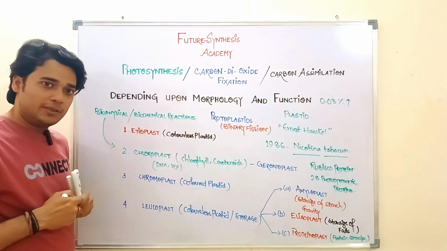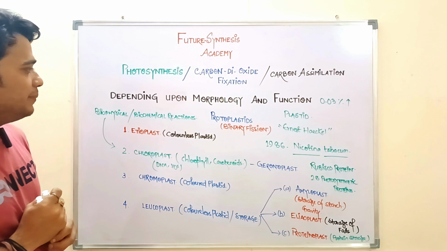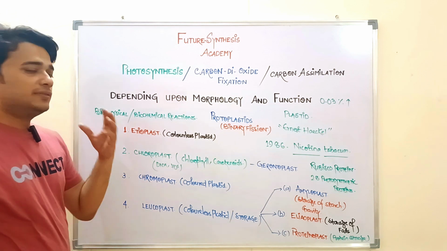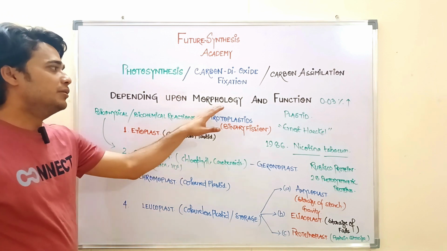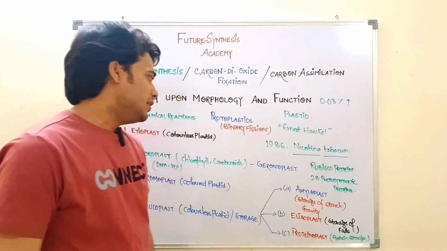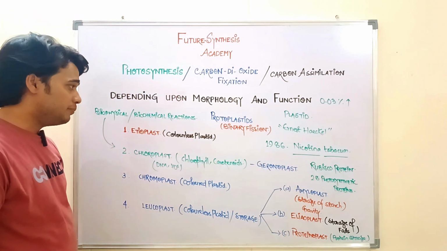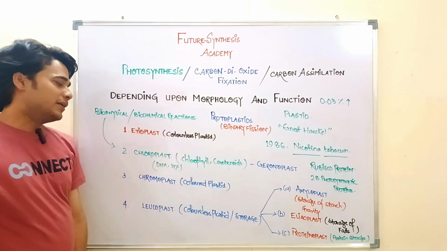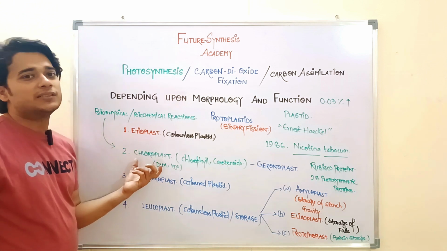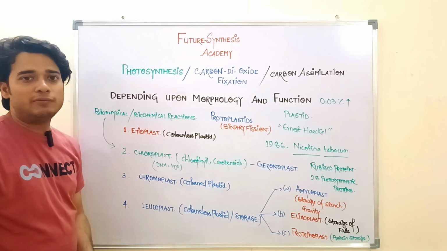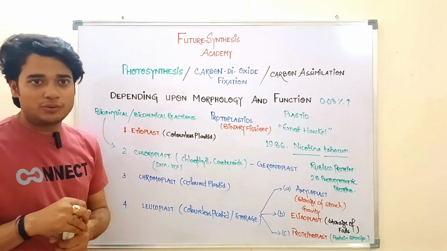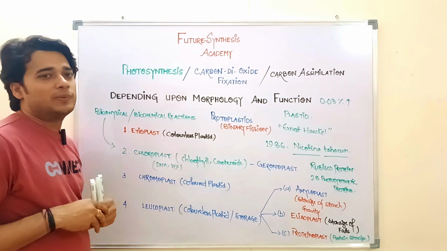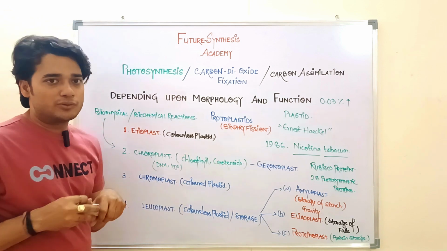So I hope I've divided the plastid depending upon its morphology and function. These are the different types of plastid, and the very important fact is that we will be discussing the chloroplast. In my next video, I will discuss the ultrastructure of the chloroplast, and how the chlorophyll present inside the chloroplast came into existence.